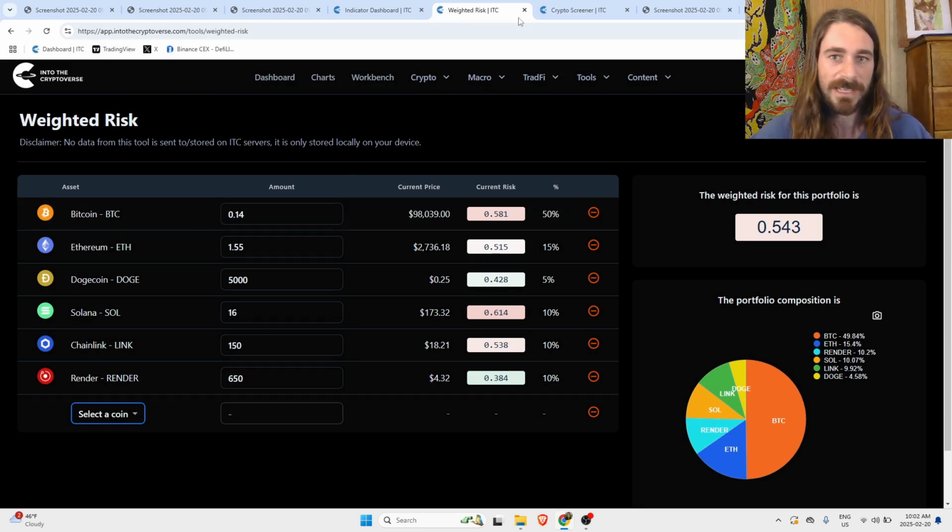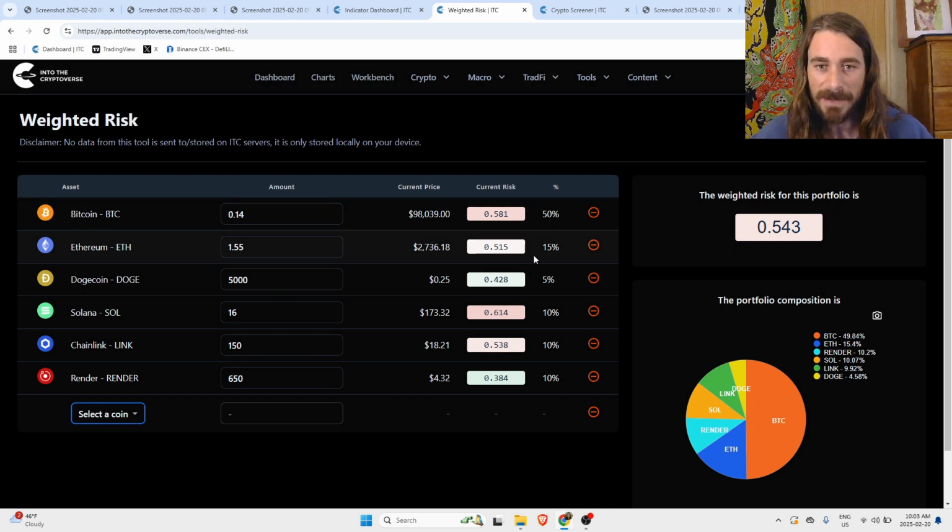So this is a weighted risk tool with the ITC program here. Essentially, you can just come in here, put in different crypto assets, and then it'll take the current risk of that asset, your weighting here, and then give you this number over here, this overall weighted risk. So just looking at it, if you had a portfolio of 50% Bitcoin, 15% Ethereum, 5% Dogecoin, and then 10% in Solana, Chainlink, and Render, your total portfolio weighted risk is going to be 0.543, which is slightly above neutral.